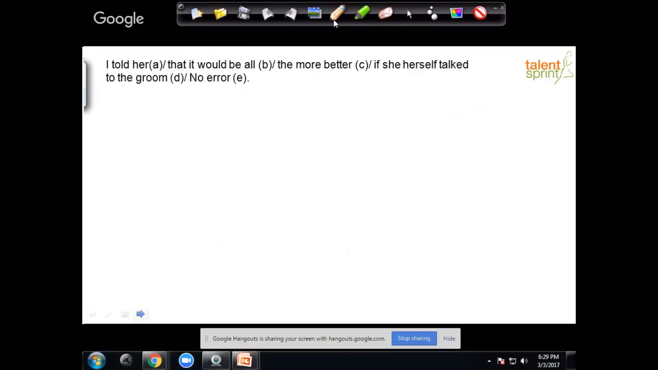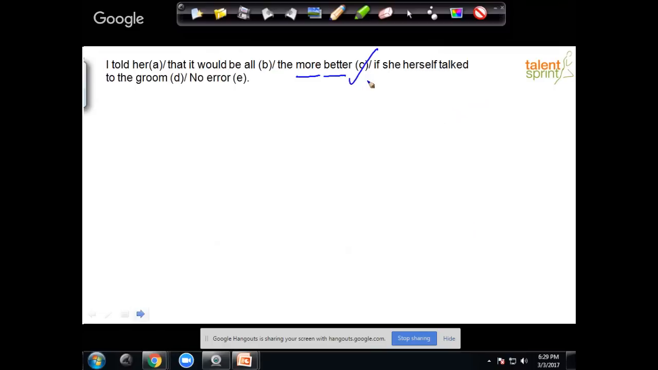So Bhargav has said part B. Shubham and Pramod have said part C. Let's see who's right. I told her that it would be all the more better. Very good, Pramod. See this? So what is the rule? The error is in part C.